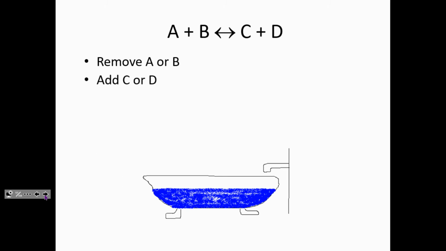Now, if we add C or D, we add more water to the bathtub, and equilibrium is going to shift left as well to fill in what's low or what's missing. If we remove C or D, we take our square pail, scoop out more water, and what we find is that equilibrium will shift to the right to fill in the hole. If we add A or B on the left side of the bathtub, it will shift to the right to fill in what's low.